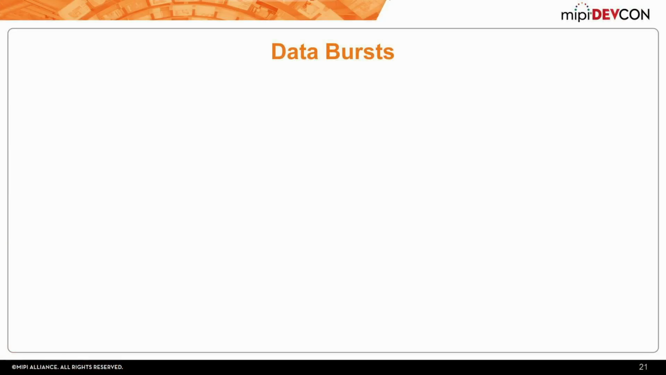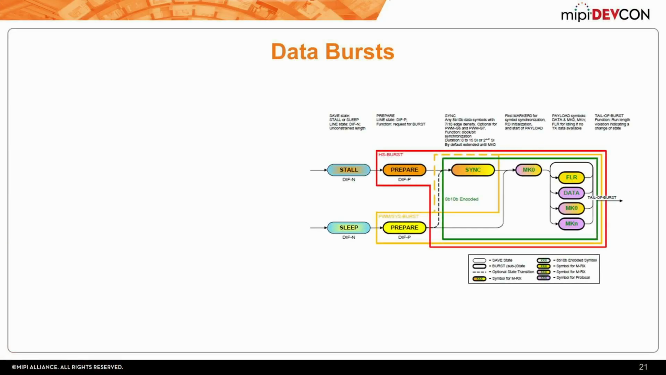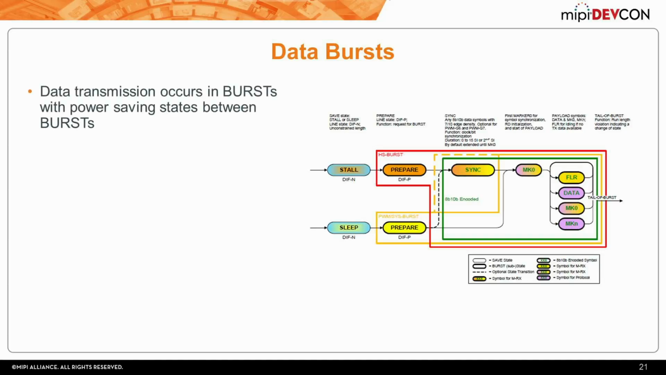So data bursts, whether it's in low speed or high speed mode, follow this process. So there's power saving states in between each of the bursts. So we start in the stall or the sleep state, then we go through this prepare state, then we have a sync if it's in high speed mode. Then these are basically 8B10B symbols, so the marker symbols. We have some filler potentially, then the data, the end of the frame, or the tail of burst, and then it goes back to the sleep mode.